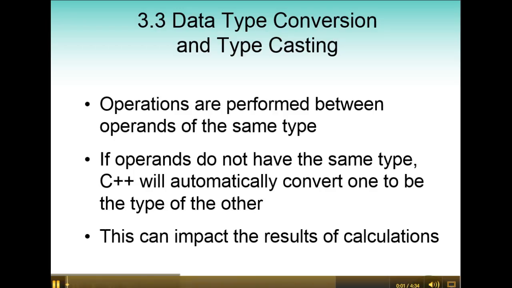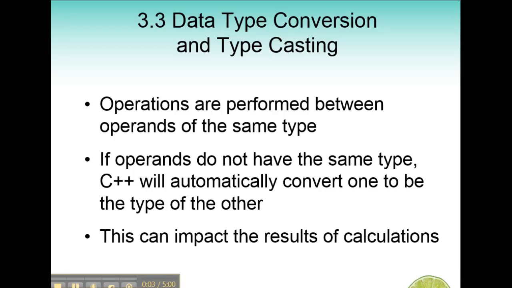I'm going to talk a little bit about data type conversions and typecasting. When you're doing calculations and all of the data types are the same, then it's easy to figure out what might happen, but sometimes the data types might be different. You might add an integer to a double, or you might take a double and divide it by an integer. And so that's where we have to be concerned when the operands in an expression do not have the same data type.